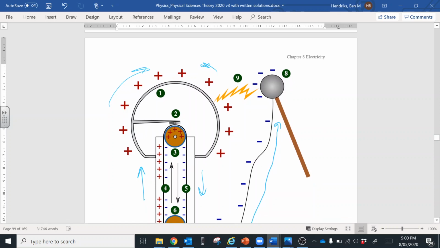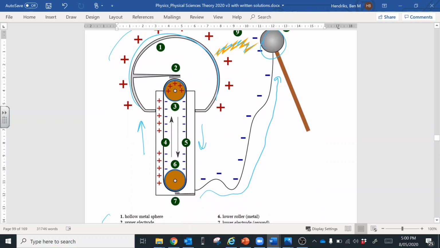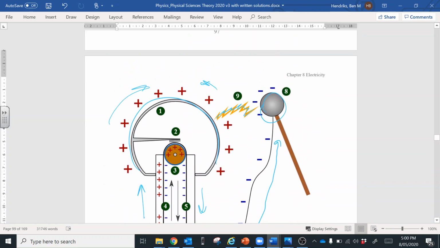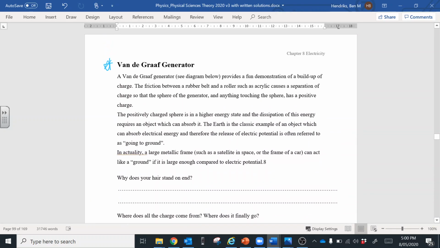So there's a difference in energy, and that energy wants to be dissipated. And we've got this lightning strike here that is the dissipation of energy. So you get little sparks happening between this sphere and this sphere, and that is the same principle as lightning coming from the sky as well. So a difference in charge and a difference in energy creates a need to be dissipated across those two.